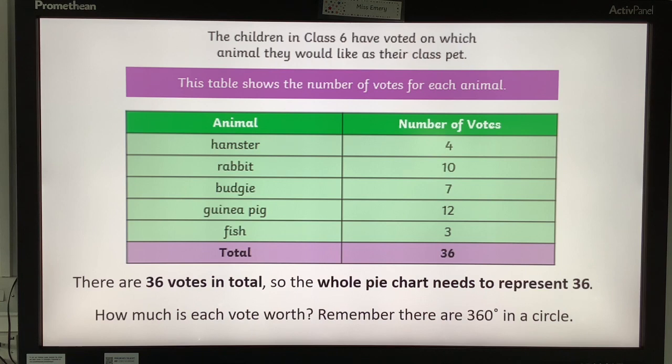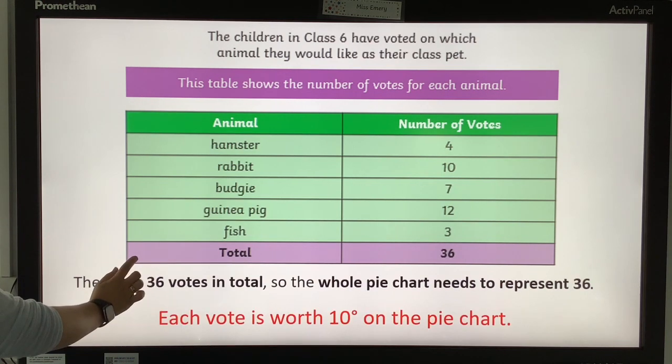Now remember, all of the angles in a pie chart or a circle need to add up to 360 degrees. So if your total is 360 degrees, but your pie chart in terms of votes adds up to 36, how much is each vote worth in degrees? Don't panic if you don't know, we'll go through it. So, let's have a go.